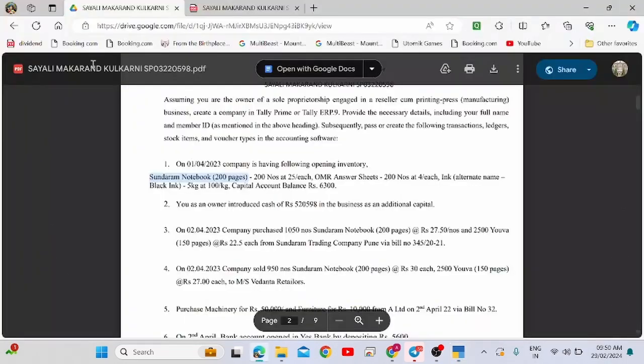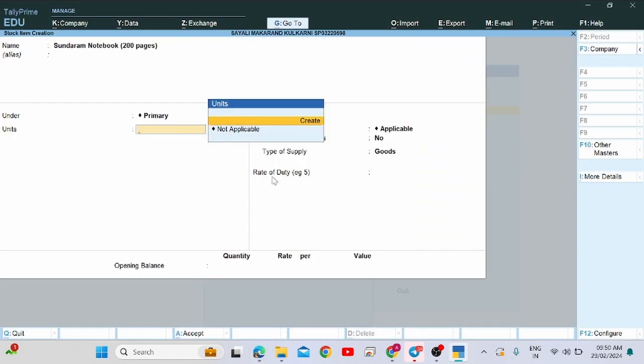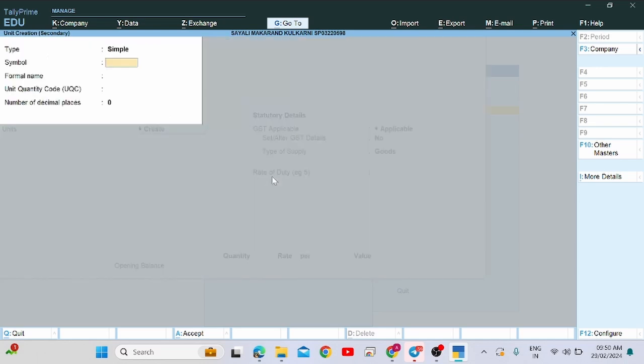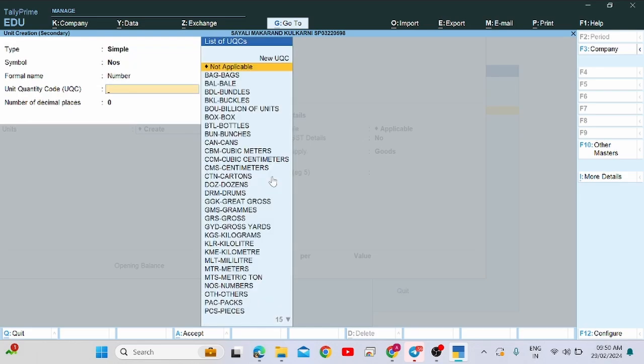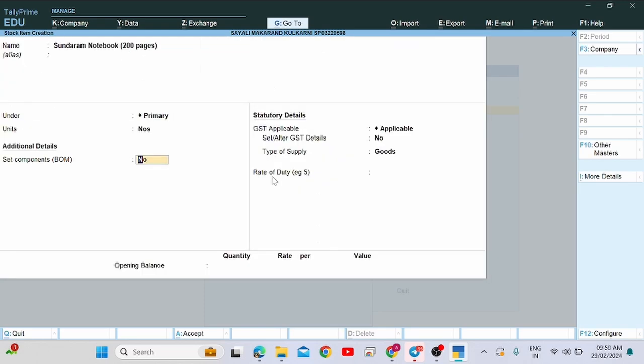And then here these books are in numbers. We have a number as our unit, therefore say here in front of units, create, or you can also press Alt C everywhere to create. You'll get this creation screen, stock unit creation screen, symbol NOS, formal name numbers, and then after that NOS numbers, and then decimal places for books. No, we don't have any decimal places, simply accept it. You will get in front of units numbers, correct? And then right now don't change anything.